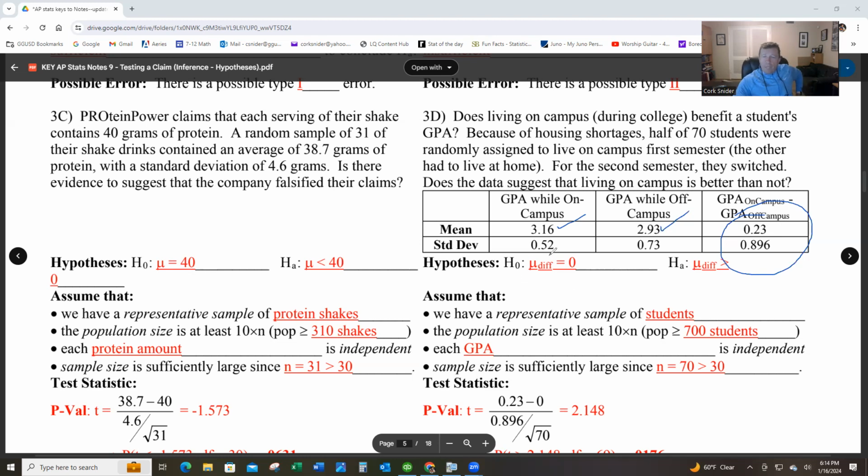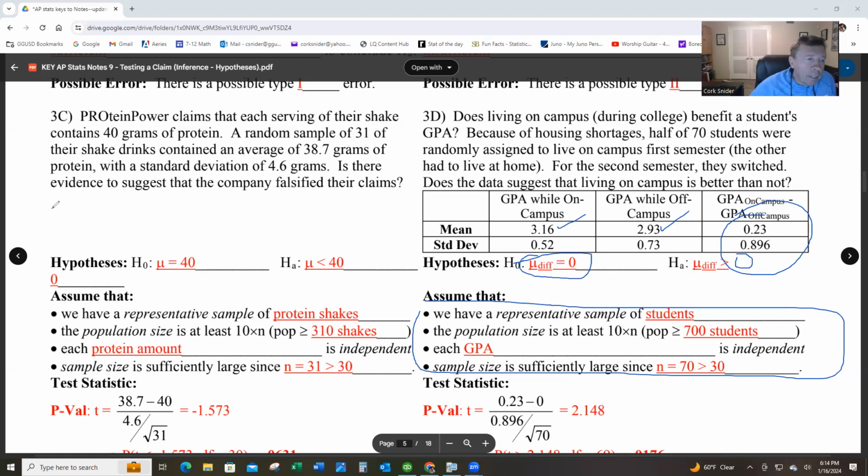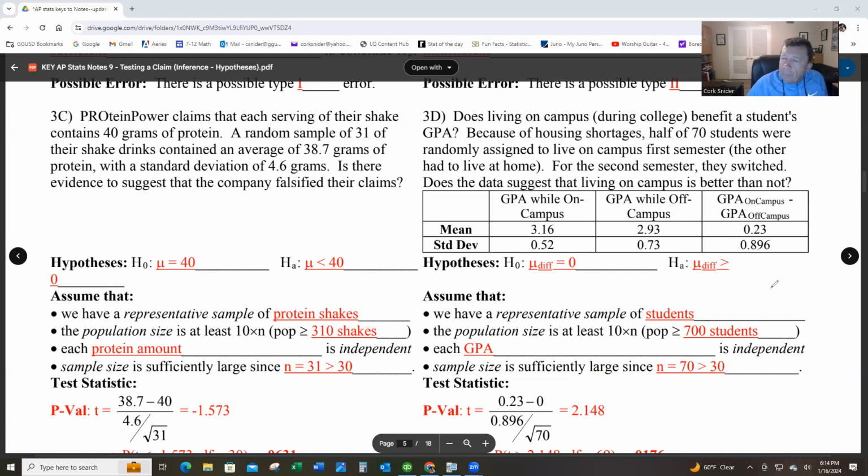Well, the null hypothesis is going to be mu sub difference equals 0. This is something you got to get used to, sub difference, because we're talking about the difference between these two. And HA, mu sub difference is greater than 0. I'll put the 0 in there. Here we go. Your assumptions, we know how to do that, okay? So let's go and get that written out. Now let's go to our calculators. And we get these numbers memorized: 0.23, 0.896, and 70 people.